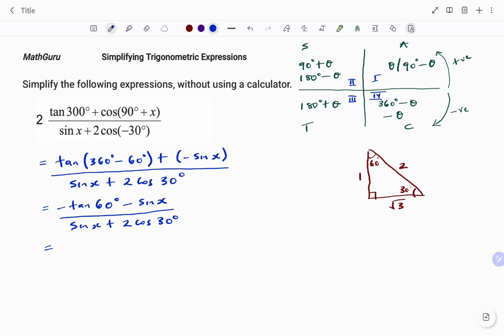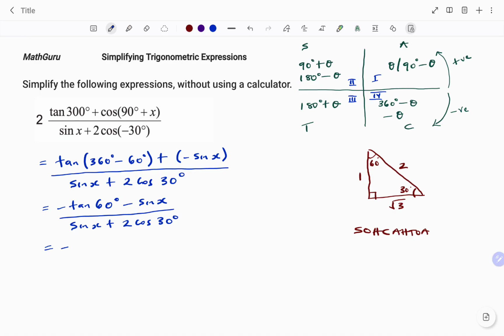So now that I have my angles, I'm going to use my special angle triangle to find the value of tan 60 and cosine of 30 degrees. Starting with tan 60, I have that as minus tan 60. Tan, using my SOH CAH TOA, I'm going to write that down. Tan is opposite over adjacent, and if I look at my diagram, it's going to be my opposite, that's root 3 over adjacent divided by 1, and that's root 3.